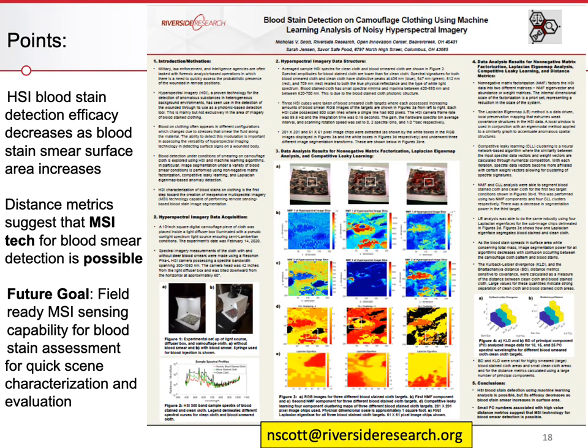Again, to recap, I'm showing an image of the full poster as it was created. The points are that HSI blood stain detection efficacy decreases as blood stain smear surface area increases. The distance metric suggests that MSI tech for blood smear detection is possible. The future goal is field-ready MSI sensing capability for blood stain assessment for quick scene characterization and evaluation. Again, we're looking to basically produce in the future a camera that can really help law enforcement and the military identify blood stains on the wounded quickly and efficiently in the field.